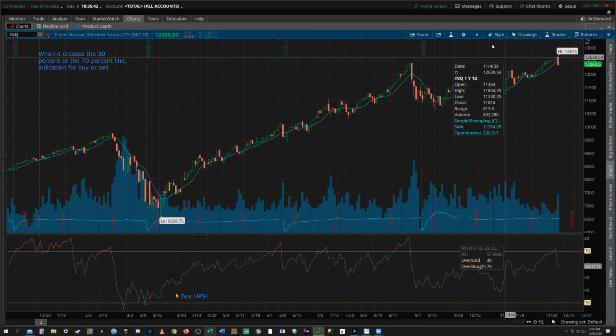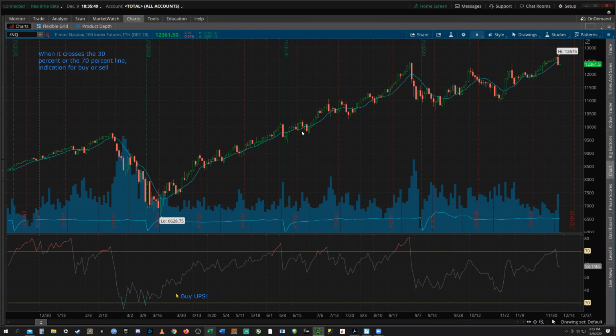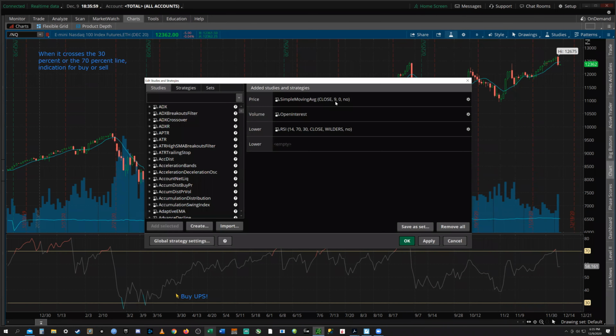In terms of setting things up, if you know how to change your candlesticks, so your time frame, that's a big thing, and knowing your lengths. When you include your studies, I can see some of this data. So simple moving average, price on close, 9. That means 9 days because we're daily. If I chose 15 minutes, it would be 9 times 15 minutes.